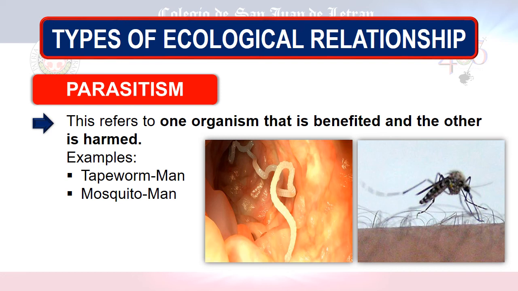Next ecological relationship, parasitism. Parasitism is a symbiotic relationship between species where one organism, the parasite, lives on or inside another organism, the host, causing it some harm, and it's adapted structurally to this way of life. Examples of this are tapeworm in man and mosquito in man. One organism is benefited and the other is harmed.